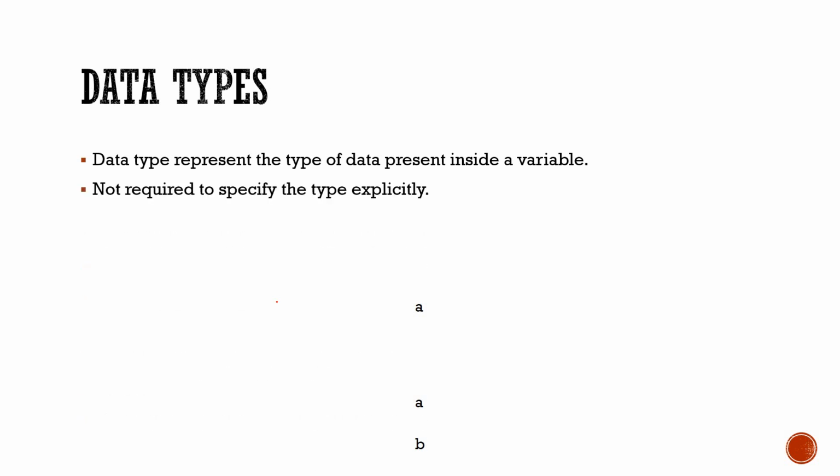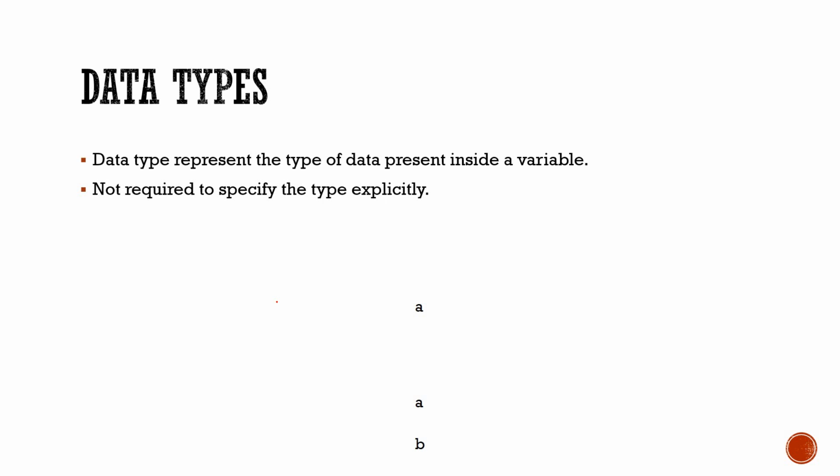So first thing arises, what is a data type? Representation of a type of data present inside a variable is known as data type, meaning what kind of data we are storing. Next, in Python we do not need to specify the type explicitly.